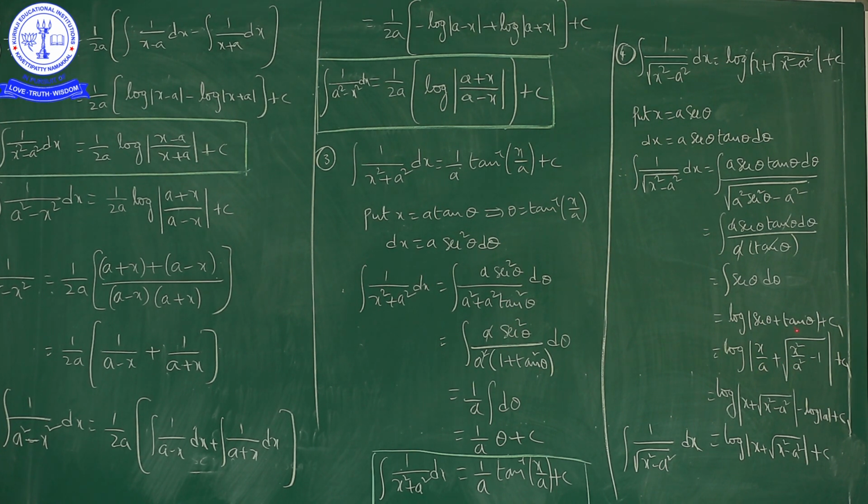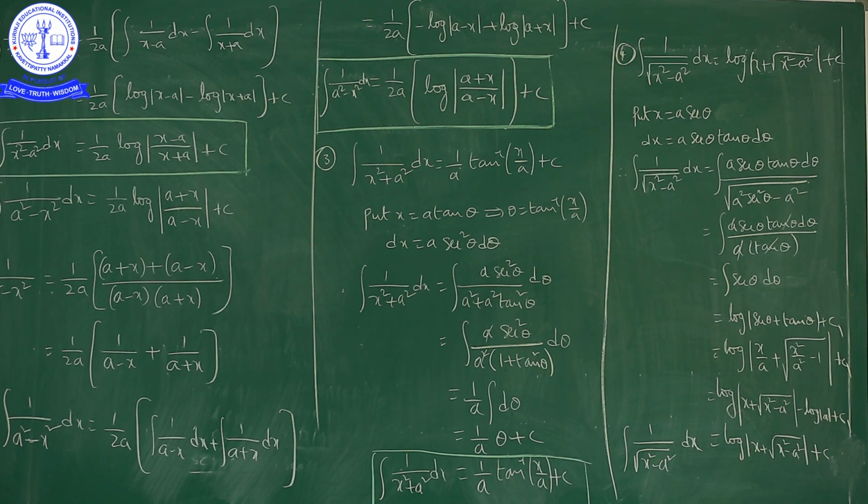Tan theta is what? Square root of secant square theta minus 1. Secant square theta is x by a whole square minus 1 plus constant. So, if you take the LCM, what do we get? Log mod x plus square root of x square minus a square upon a. So, log a by b we can write as log a minus log b, plus constant. Now, this is some constant, this is some constant, this total is also a constant, let it be c. So, integration of 1 upon square root of x square minus a square dx equals log mod x plus square root of x square minus a square plus c.